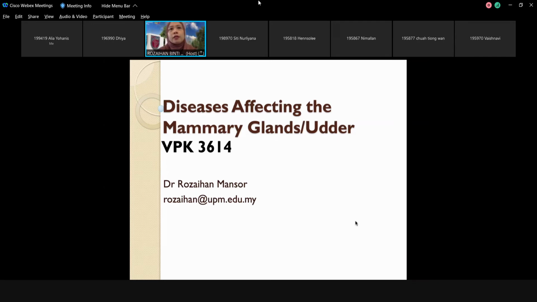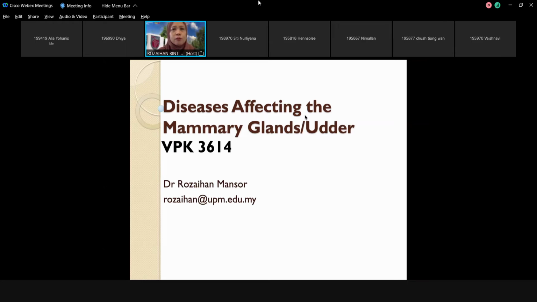Okay, because there are other conditions. When you are developing a differential diagnosis, sometimes it might not be mastitis. You should have other differentials. For example, if the mammary gland is swollen, there might be another disease or another differential that you should include other than mastitis.